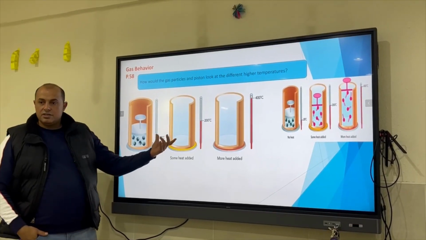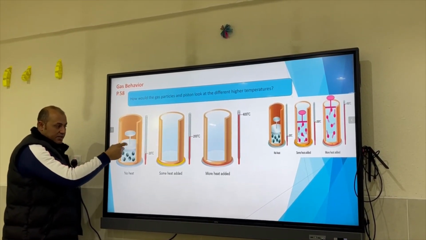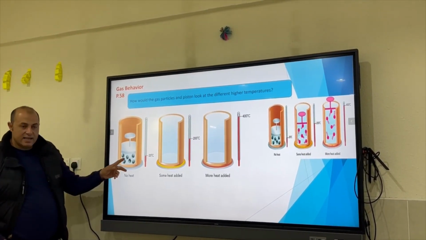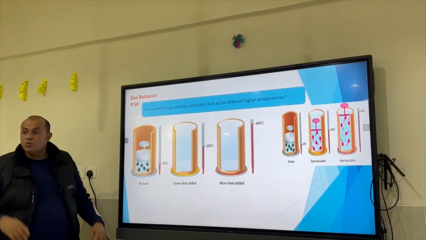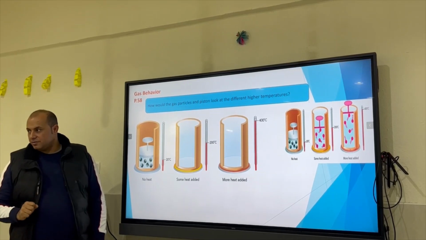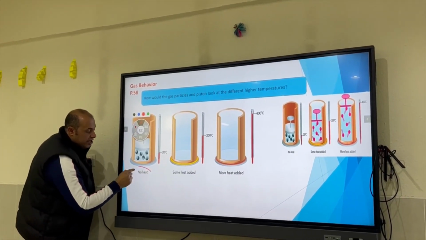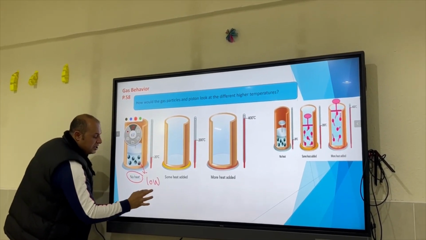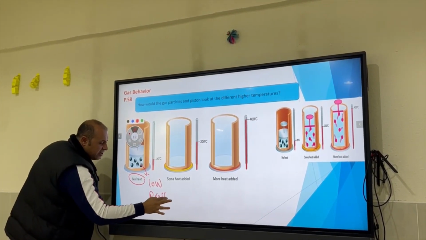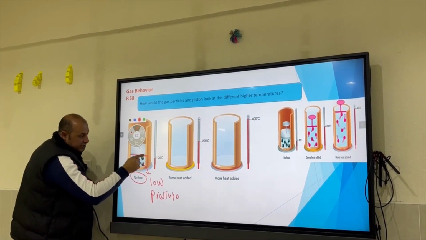What can you see here? You can see a cylinder with a piston, and gas. Here I will explain the relationship between temperature and the pressure. In this one, there is no heat. So here, the pressure is very low, and the piston position will be here.